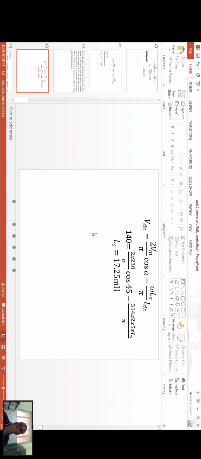Similarly, in this one, a single phase full converter is connected to an AC supply of 330 sine 314t volt and 50 hertz, and it operates at a firing angle alpha equals 45 degrees. The load current is maintained constant at 5 ampere, so IDC equals 5 ampere, and the load voltage VDC is equal to 140. You have to find the source inductance L, the overlap angle mu, and the load resistance. I think this one is already solved here. With the help of the VDC formula, you can find out Ls.